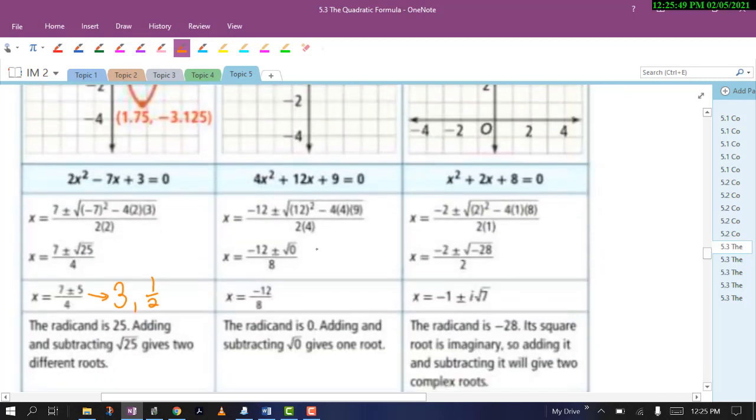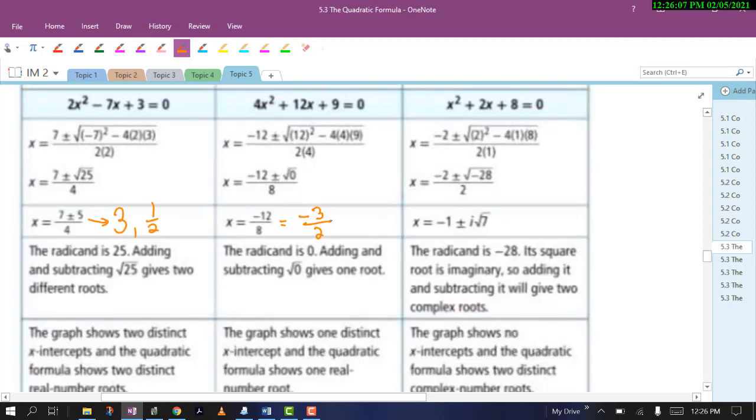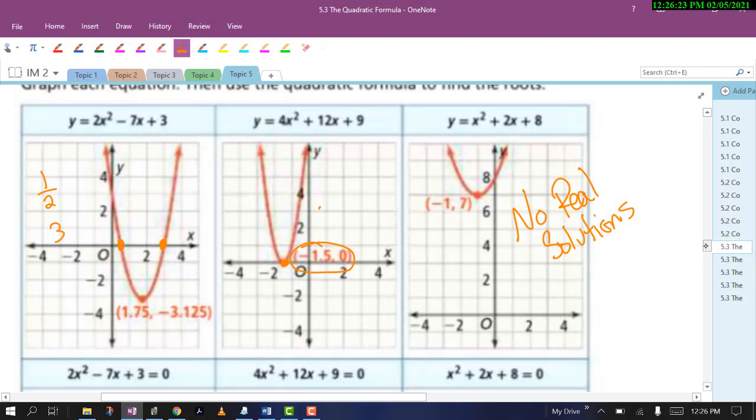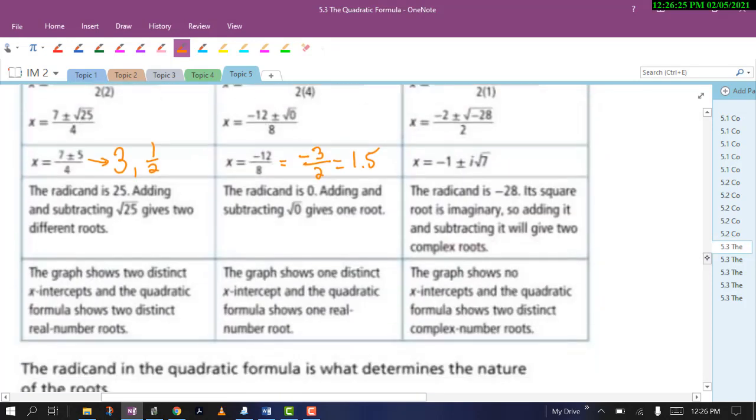Here, negative 12 plus or minus 0, which is 0. So negative 12 over 8 simplifies down to negative 3 over 2. And again, that's what we said it was. Negative 1.5 and negative 3 over 2, same thing. And lastly, we have negative 1 plus or minus i root 7. So we had a negative inside the square root, and that is why we have no real solutions. We have an imaginary solution, or solutions. So this is how this works.